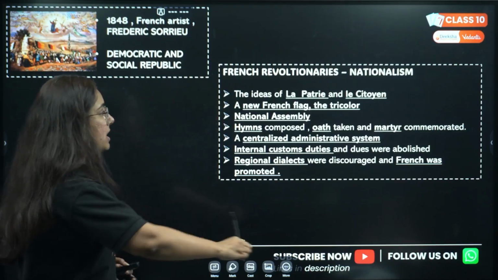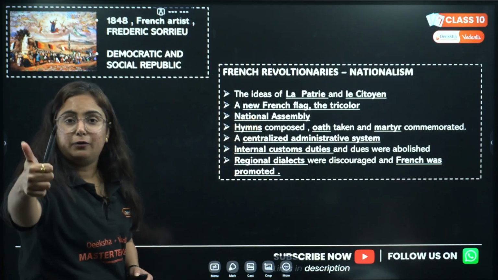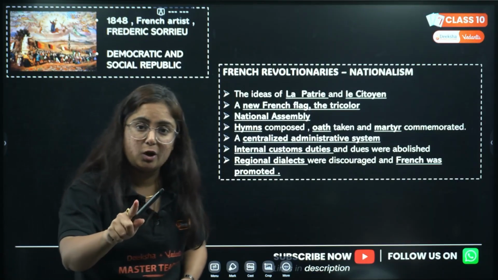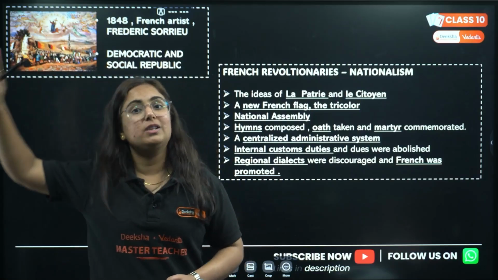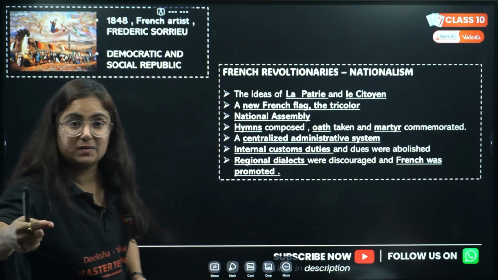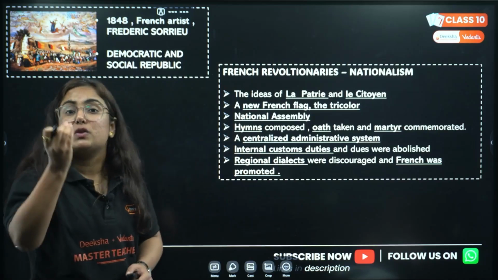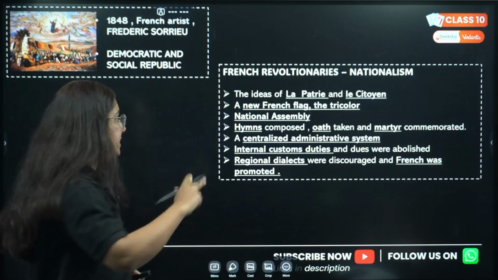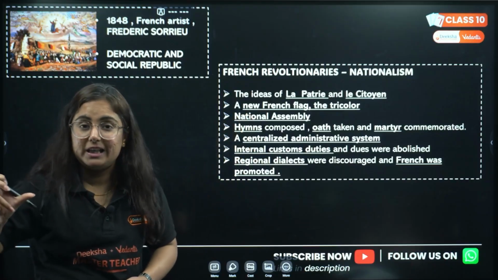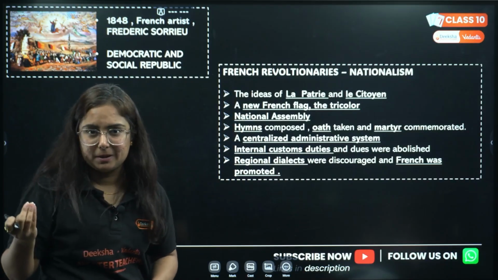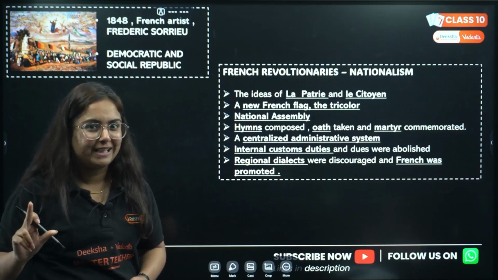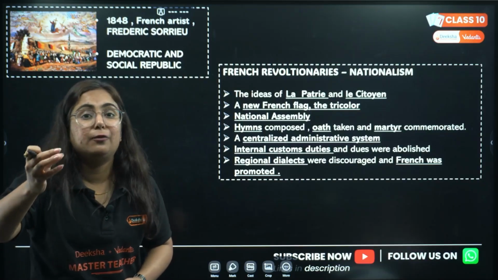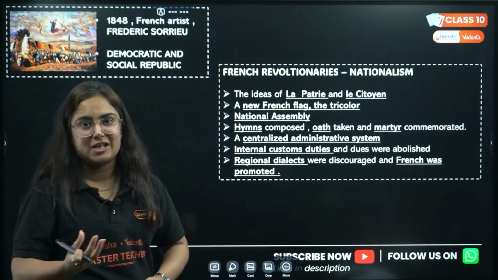So what you need to focus on are these underlined words right now. The feeling was developed about la patrie, that means fatherland, and les citoyens, I am a citizen of this fatherland. To enhance this feeling, they made a French flag. This was the tricolor, replacing the royal standard flag. Then we see the formation of a national assembly that's elected by the people. However, UAF, that's universal adult franchise, was not provided, but some of the members were allowed for the very first time to vote and form their own national assembly.